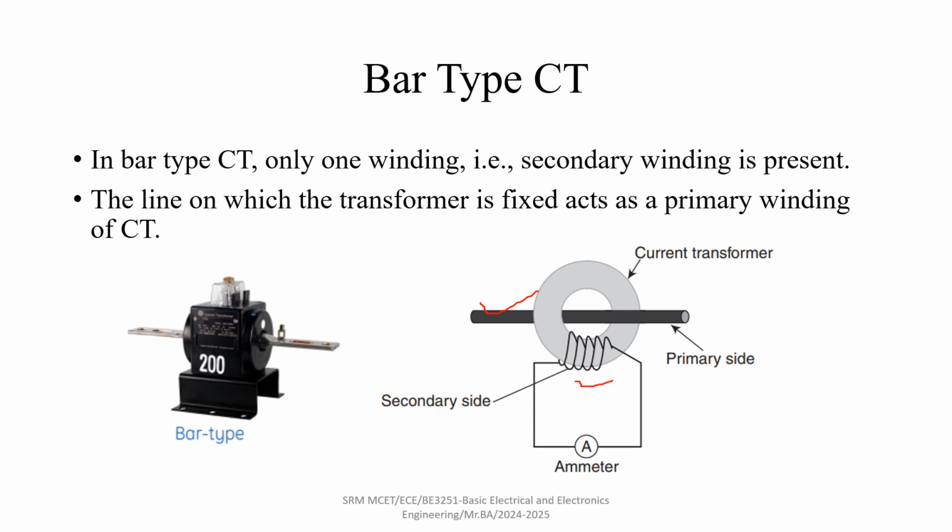It transfers a lower level of current to the secondary winding. Then the secondary winding is connected to our ammeter for the corresponding current measurement. This measured current is always proportional to the primary current present in the line. So this is a real-time practical bar type current transformer which is available in the market.